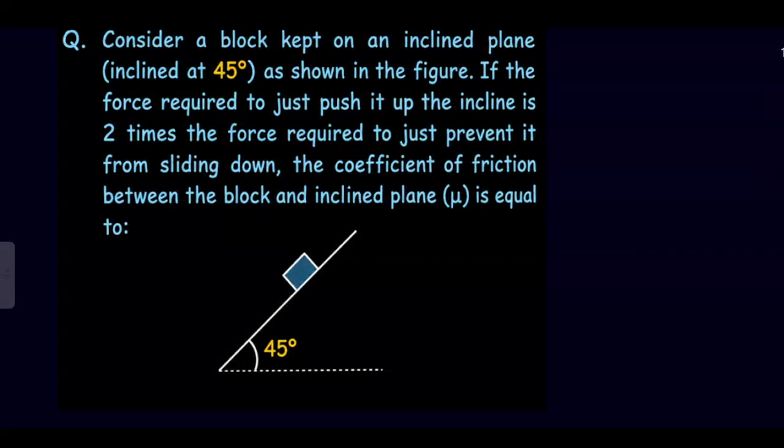A block is kept on the inclined plane as shown in the figure. If the force required to just push it up the incline is 2 times the force required to just prevent it from sliding down, they are asking to find the coefficient of friction. Right, so just now we did this. Now do the problem.